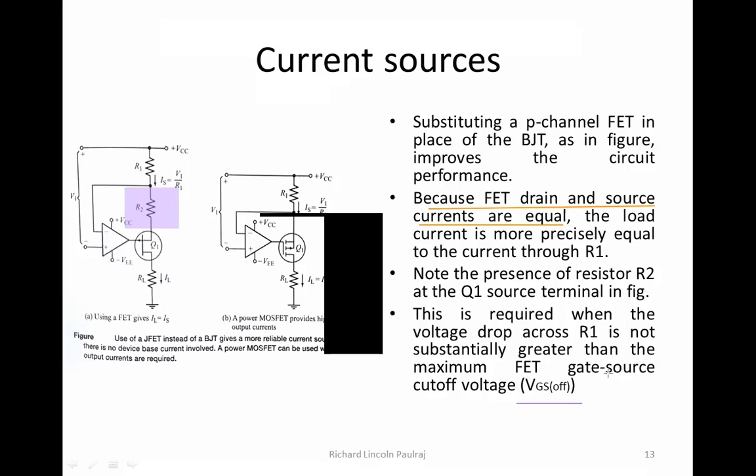VGS is nothing but the voltage between the gate and source. Remember, I had drawn the diagram of the transistor, right? So we have a terminal called gate and we have another terminal called source. So the voltage between this gate and source is called VGS. Okay. So there's a small condition here.